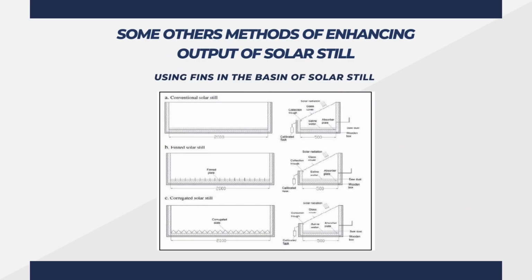Using fins in the basin of a solar still. In the figure, different types of fins or corrugated surfaces are shown, kept within the basin for increasing the temperature of the water. All these arrangements finally increase the temperature of the water, and they also increase the evaporation of water. The higher the rate of evaporation, the higher the rate of condensation will be, if we can ensure a bigger temperature difference between the water and the condensing cover.